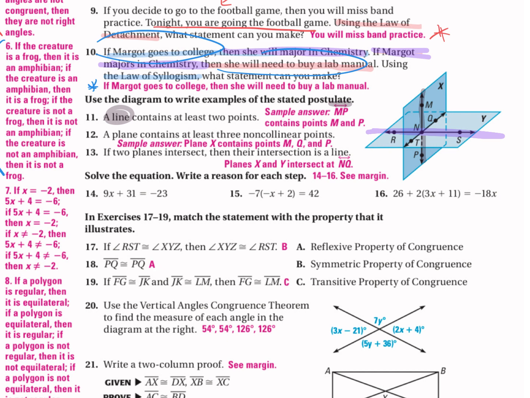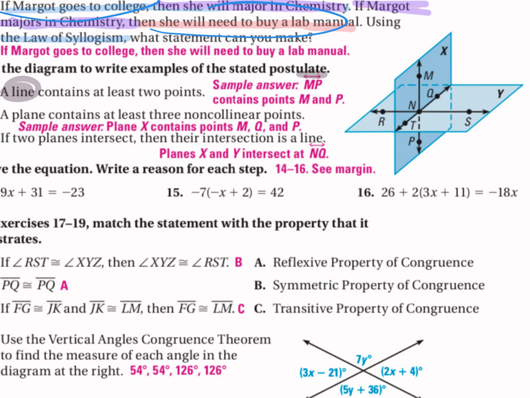For number 12, a plane contains at least 3 non-collinear points. So what they did was they gave the example for plane X, and they named 3 non-collinear points that were in plane X. So they used M, Q and P, notice they're not all on the same line. You couldn't have used M, N, and P because those were collinear. Now you could have also named 3 points in plane Y. You could have said S, Q, and R. So just pick any 3 points in that plane that aren't on the same line.